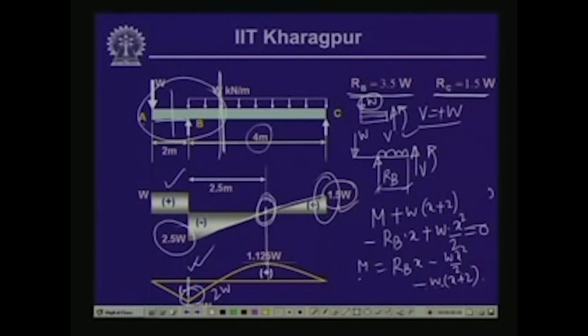Now, if we substitute the value of x as 2.5, where the shear force is 0, we get the magnitude of M as 1.125 W, and this is the maximum positive bending moment that occurs in this particular beam. So, you see we have two maximum values of the bending moment, one is the positive maximum, another is the negative maximum. The maximum positive bending moment is 1.125 W and the maximum negative bending moment is twice W.